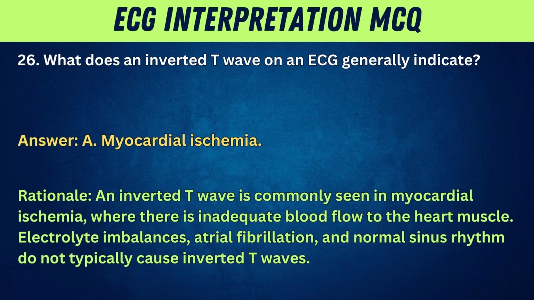flow to the heart muscle. Electrolyte imbalances, atrial fibrillation, and normal sinus rhythm do not typically cause inverted T waves.